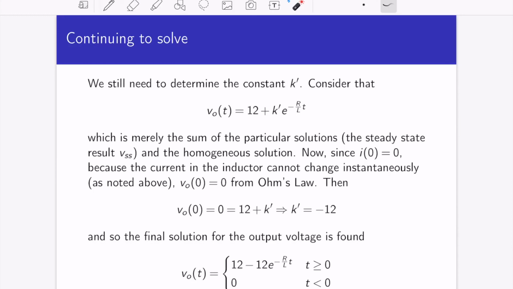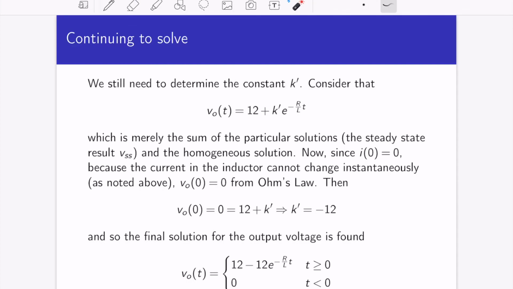Okay, and so we know that V out of t is going to be equal to the VSS, 12, plus k prime e to the minus R over L times t. So V out of t is the sum of the particular solution plus the homogeneous solution. And so we know that I of 0 is equal to 0 because the current in the inductor cannot change instantaneously. We also know that V out of 0 is equal to 0, just based on Ohm's law. From this, we get V out of 0 is equal to 0, which is equal to 12 plus k prime, and that tells us that k prime must be equal to minus 12.